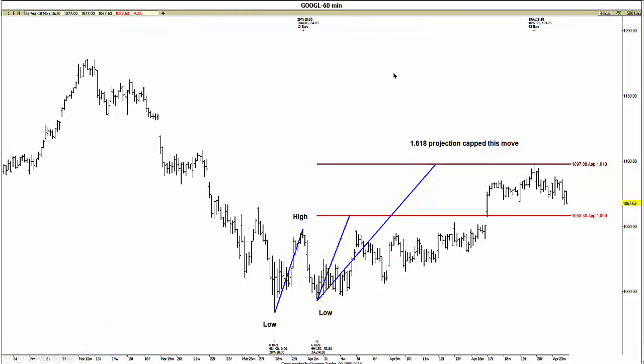Okay, this next example, this is a 60-minute chart in Google. Now, in this case, I ran both the 100% projection and then also the 1618 because we went beyond the 100%. You didn't really stall or stop here. So the next decision came in at the 1618 projection of this first swing up, which gave us the 1097.88 area. Actual high was made at 1097.51. Okay, definitely close enough. So you want to watch these areas for key support and resistance decisions.